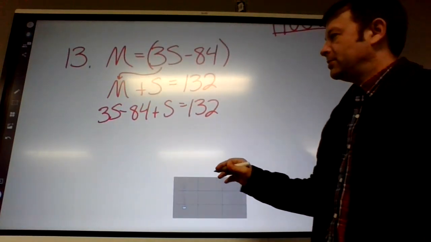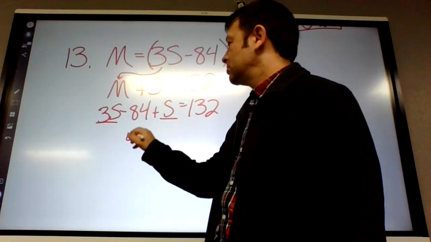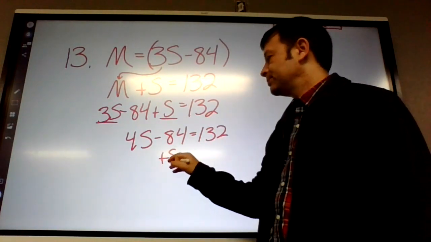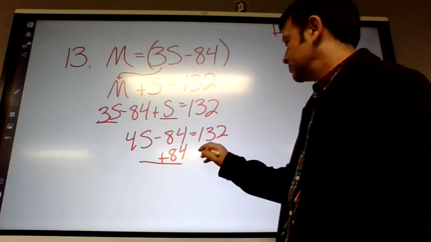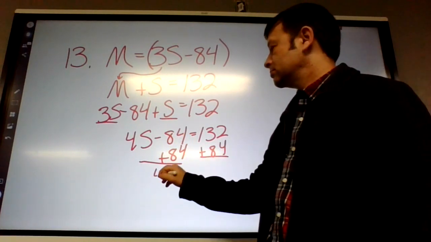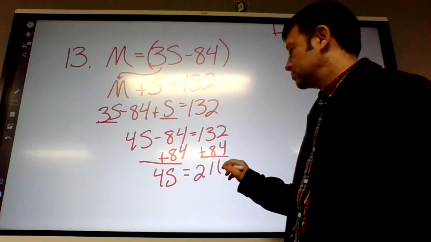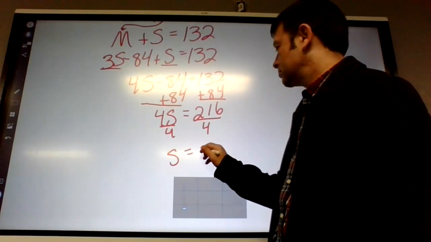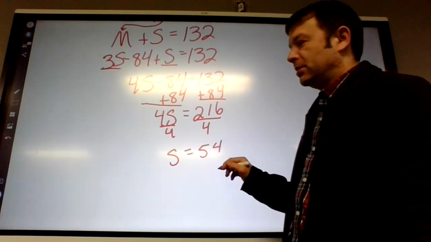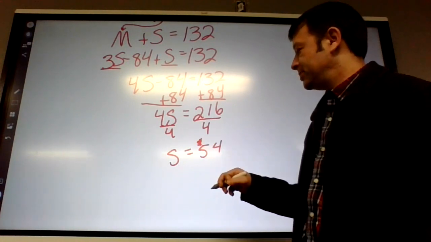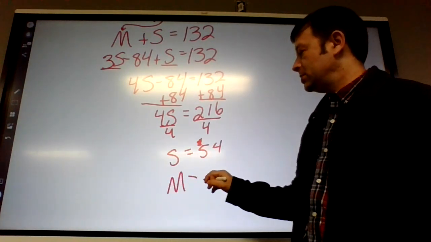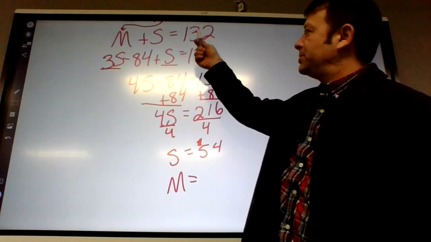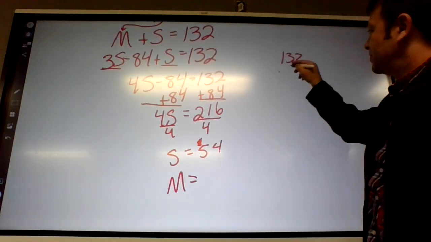So how many S's do we have? 4. So that means Sue has $54. Sue and Marcy together equal 132, so 132 minus 54.